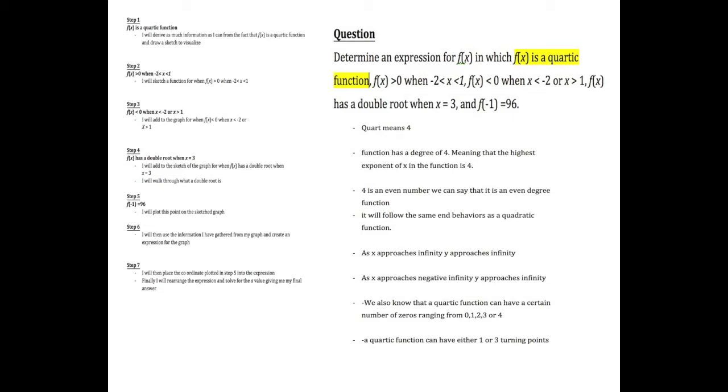We also know that a quartic function can have a certain number of zeros, either 0, 1, 2, 3, or even 4. Also, a quartic function can have either 1 or 3 turning points.